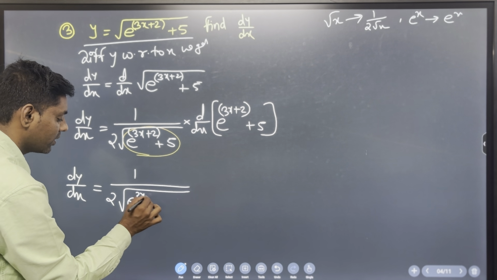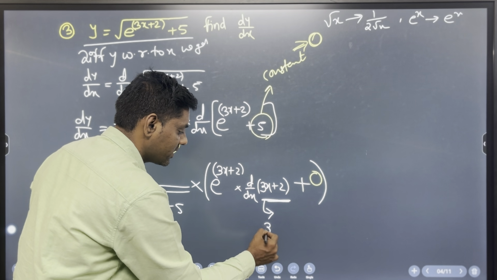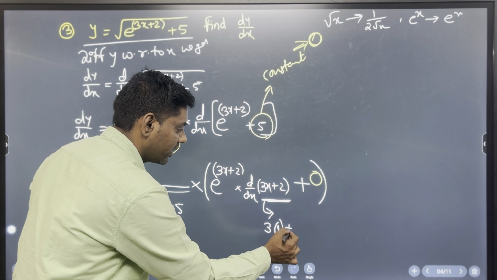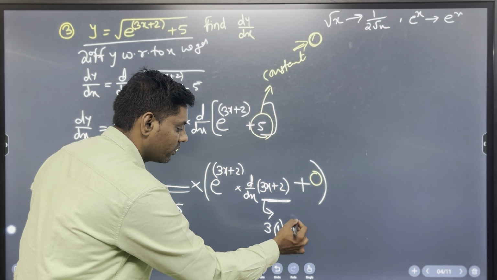So what is remaining? Next, most importantly, whenever we take the derivative of 3x plus 2, what we get is 3 as it is, then the derivative of x, that is 1, and then the derivative of 2, that is 0. Why? 2 is a constant function. So only 3 remains, remember that. So the final answer: dy by dx equals 3 into e raised to 3x plus 2, divided by 2 into under root of e raised to 3x plus 2, bracket complete, plus 5. So now this is the answer of the given question.